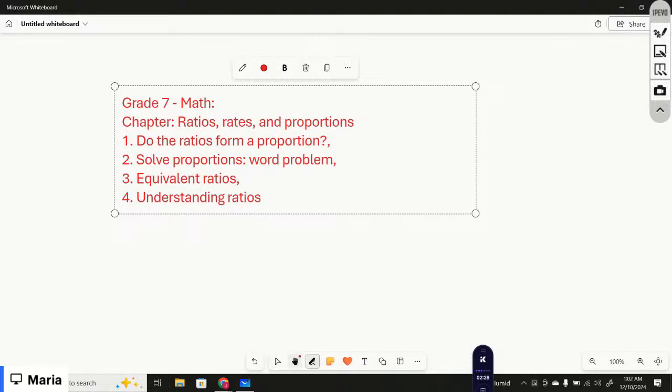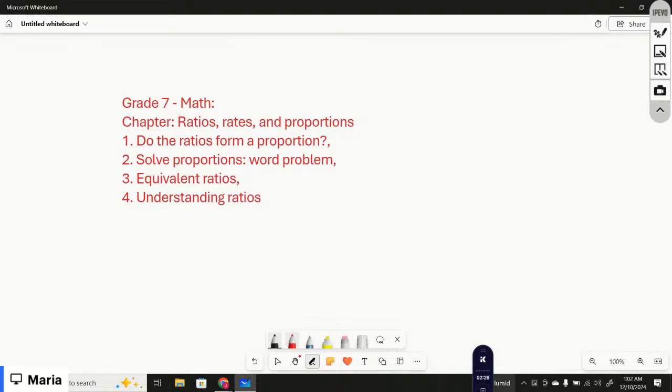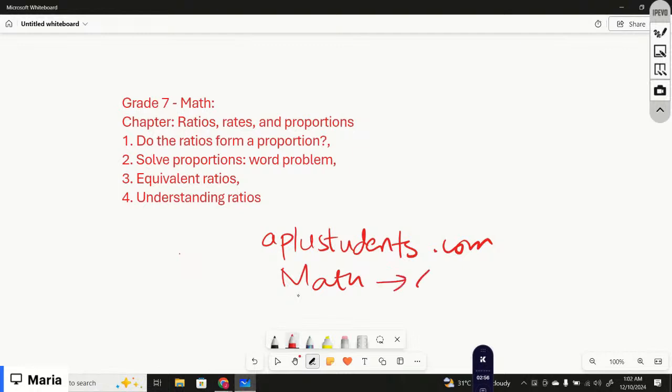You can find all the lessons on aplusstudents. You have to log in there using your email address, and the password is provided by the administrator. Then you have to select math from the subject tab. Scroll down to grade 7 math and then click on view all lessons. There you can find a list of the chapters.